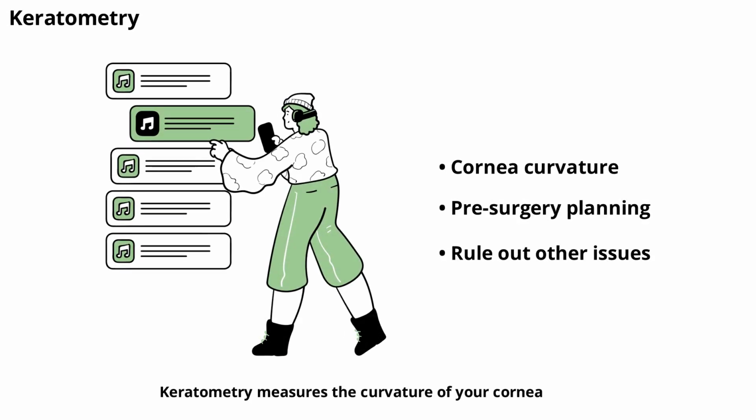Keratometry measures the curvature of your cornea, the clear front surface of your eye. While this test is more commonly used before cataract surgery to determine the correct lens implant, it may be included in the diagnostic process to rule out other causes of vision changes.